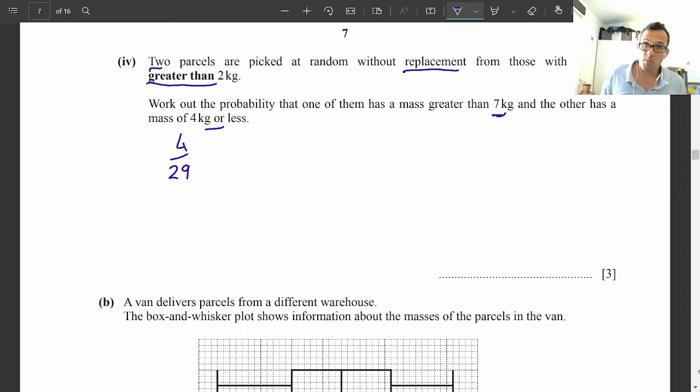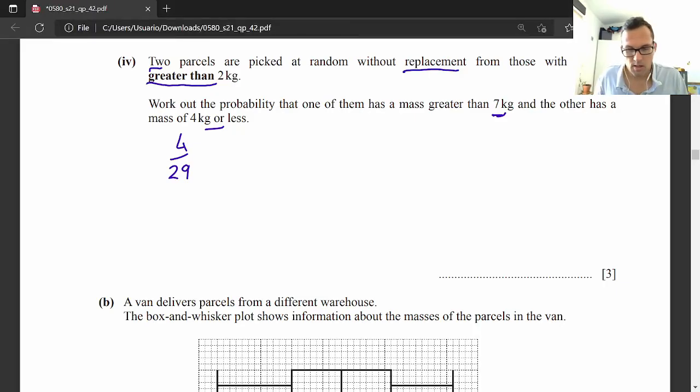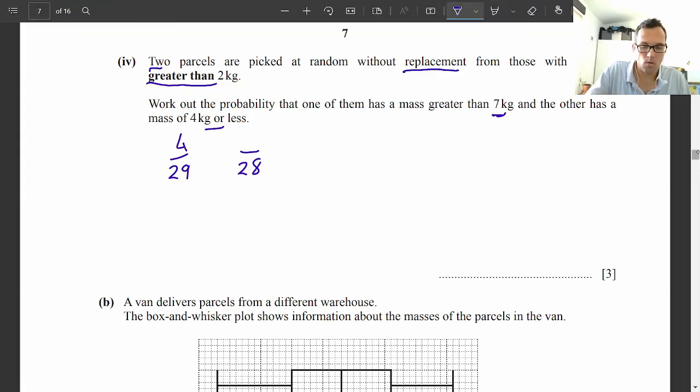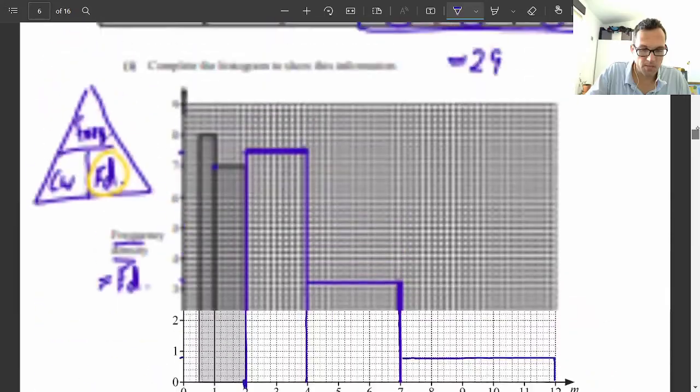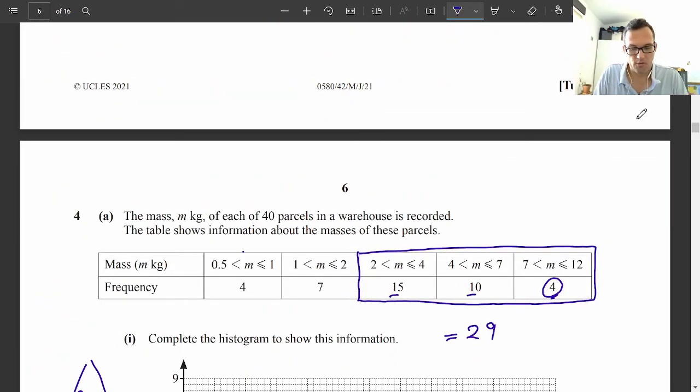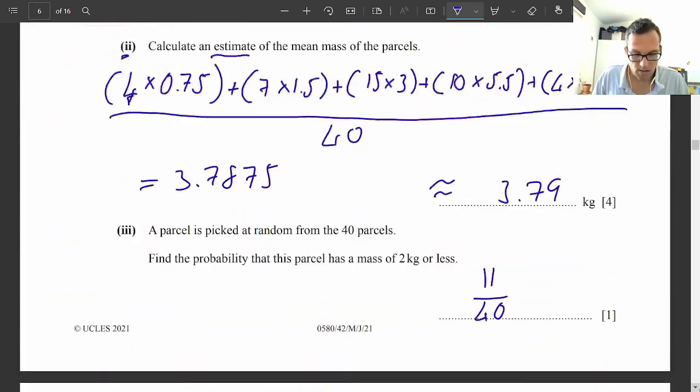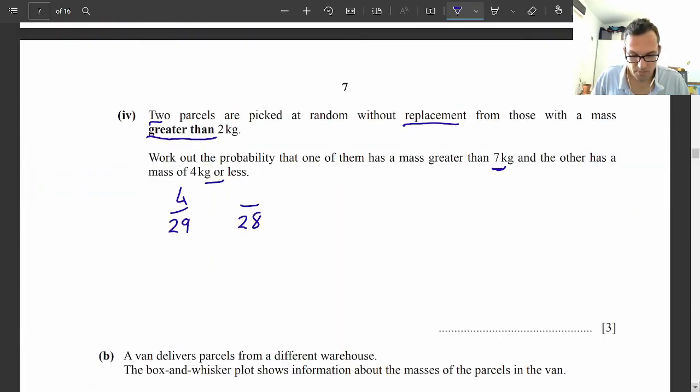We keep the parcel. We don't put it back. We now pick another one. Now think, we've got one parcel with us, so there will only be 28 parcels left to pick from. And the second one we want to pick needs to be less than 4 kilograms, so it needs to be one of these 15. They're still all there because the one we picked was from the other group here. So that means it's now 15 out of 28.